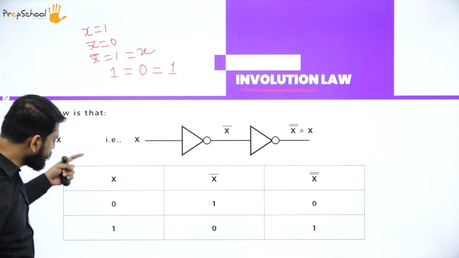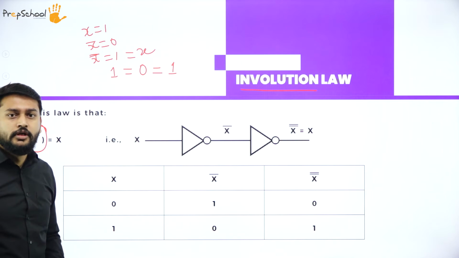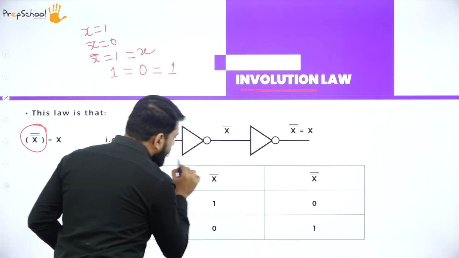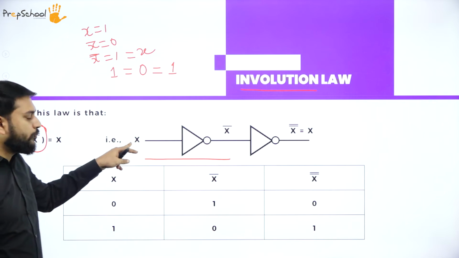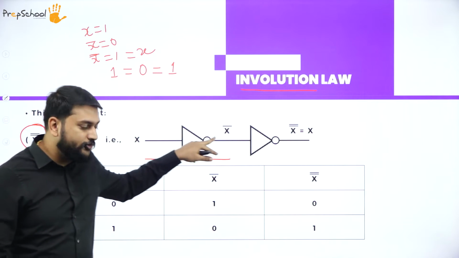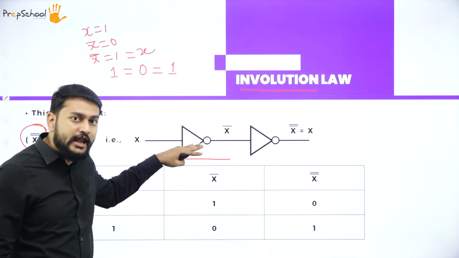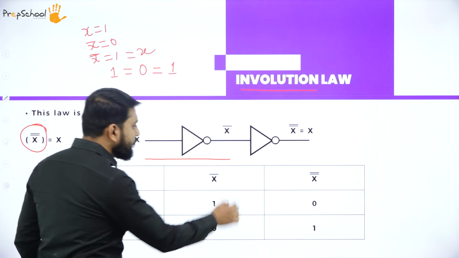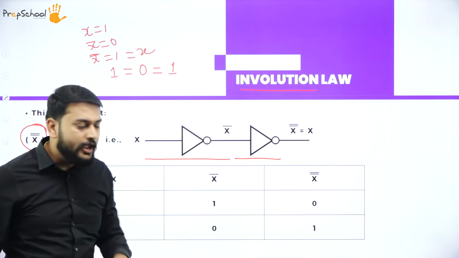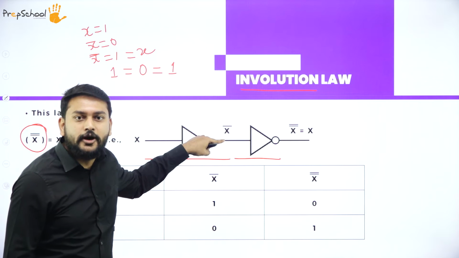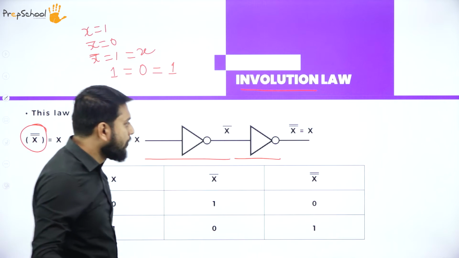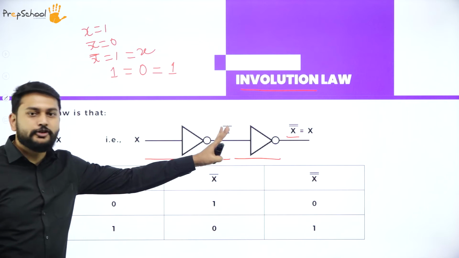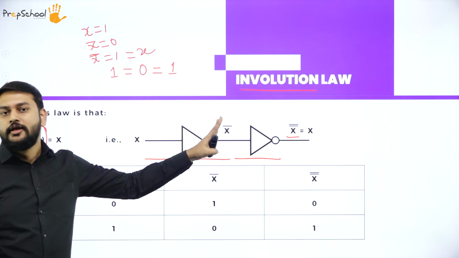That is what they are trying to explain with the truth table and the graphical symbol. Now, how do I write the graphical symbol? It's very simple. First I will write one NOT gate. My input is X here, so my output will be X dash of this NOT gate. Then again I want to complement this, so I have to use one more NOT gate. My input will be X dash here, and my output will be X double dash. That's very simple to understand and easy to remember.